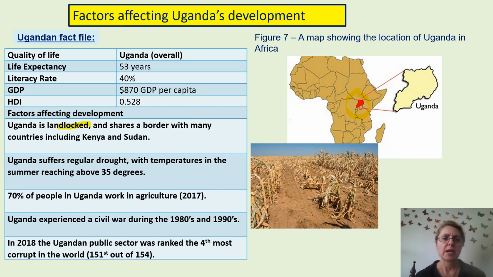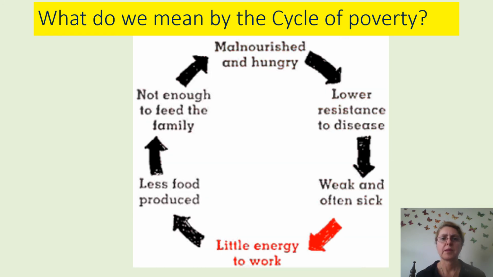Uganda's severe drought means that it is very difficult to grow food to feed their population. 70% of the people in Uganda work in agriculture. They can't make a living and are stuck in a cycle of poverty and cannot better their future when the droughts are so bad. Let's take a look at the cycle of poverty. Please press pause and have a look at this.